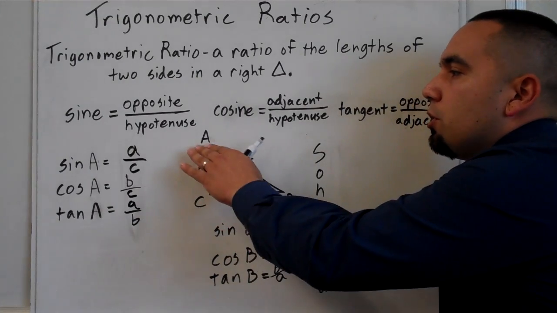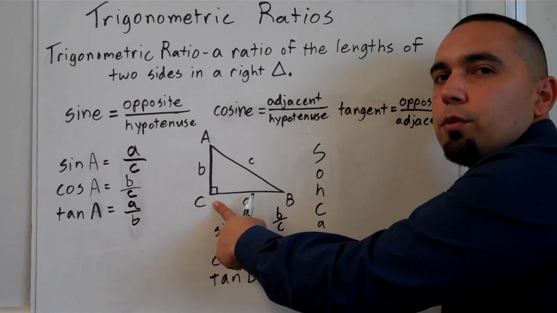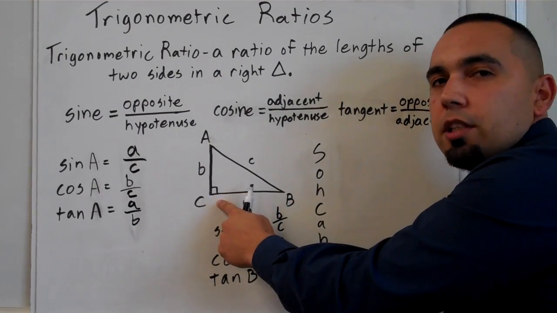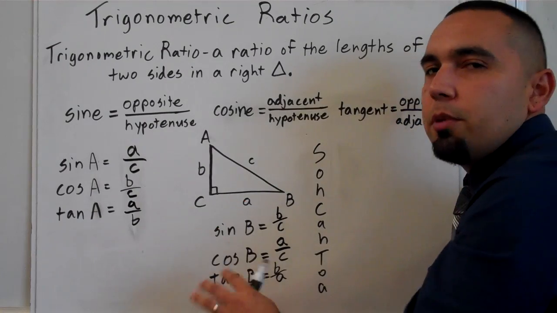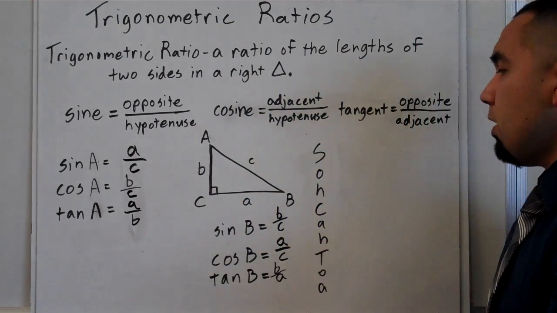Okay, so you're always going to be dealing with these two angles here, A and B, never the right angle, okay? Because these angles can change, but this one can't. And you'll get a bunch of nonsense if you try and use a 90-degree angle.